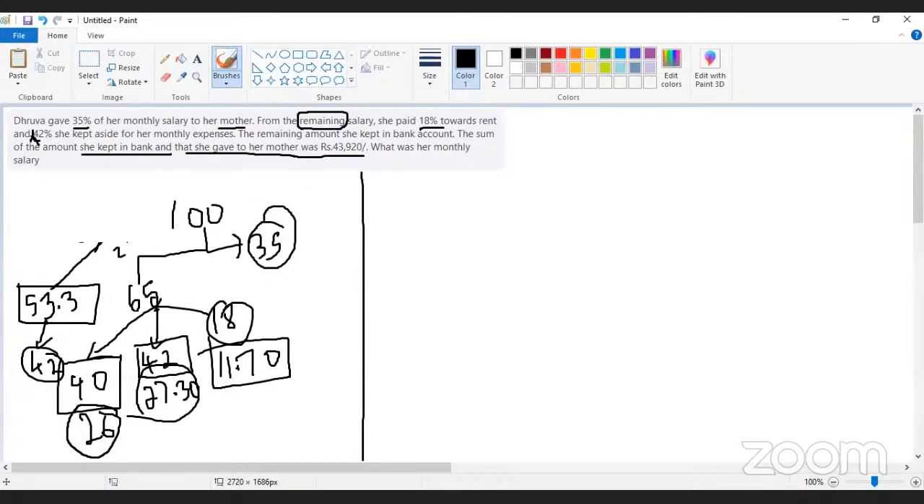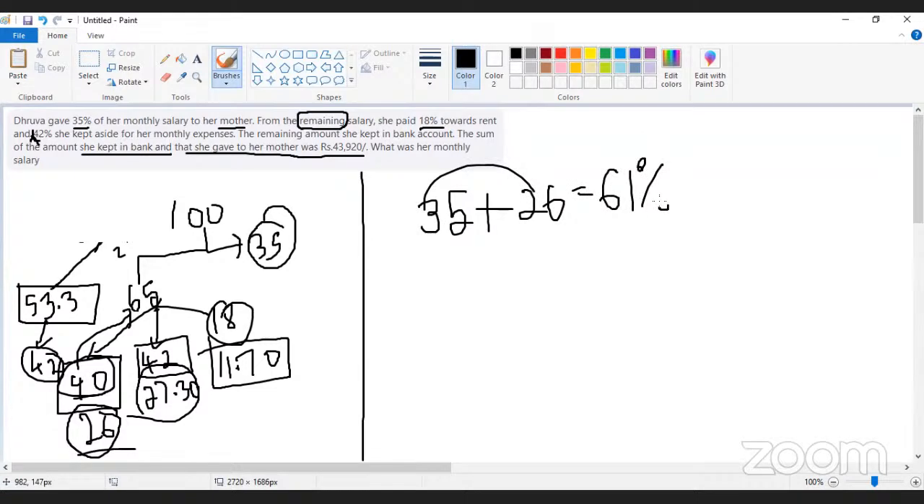What I have with mother is 35. What I have with her remaining money, which she wants to save, is 26. I'll not take this 40 because the 40 belongs to 65. So that 65's money is 26%. Adding them both, 61. So 61% is equal to 43920. What is her monthly salary?